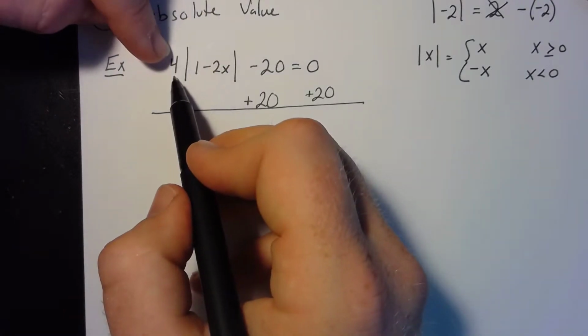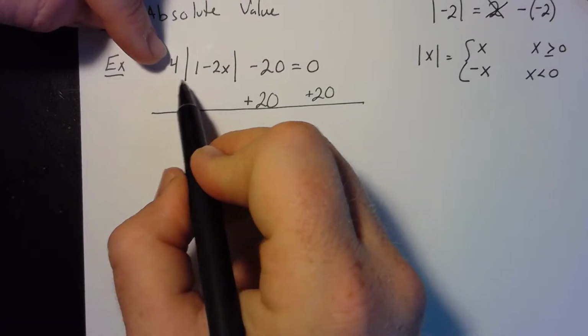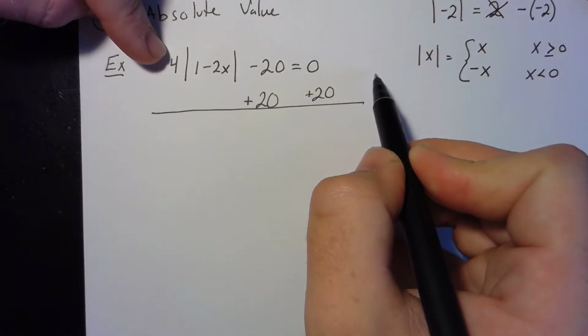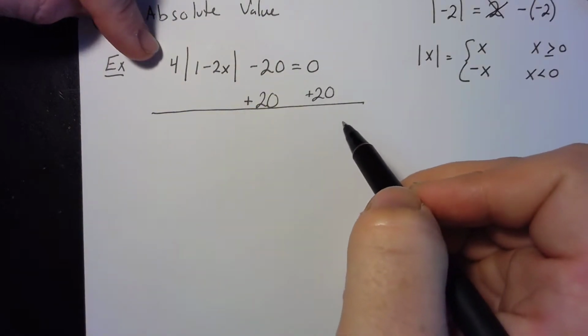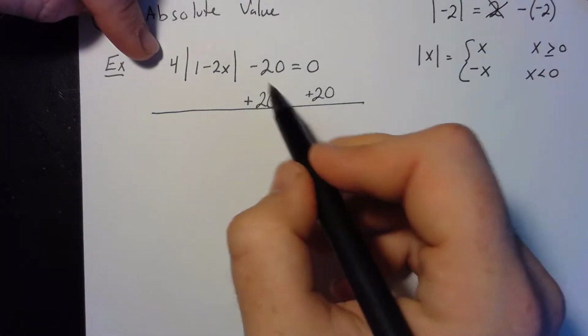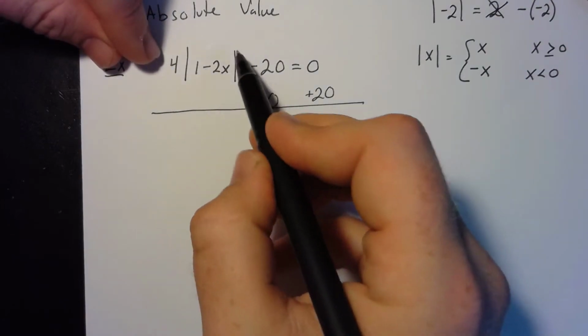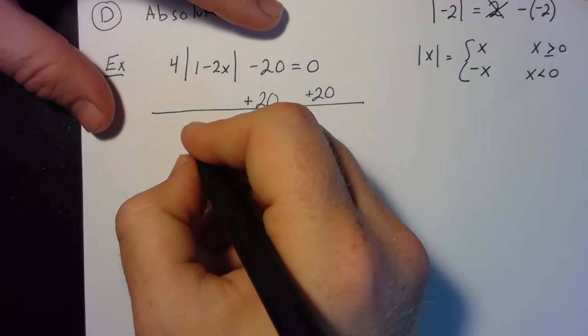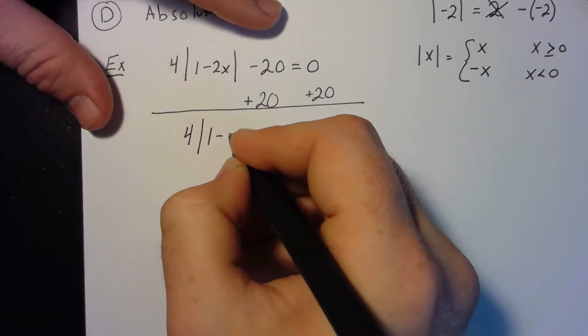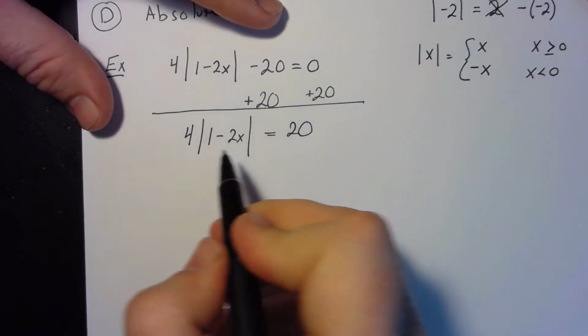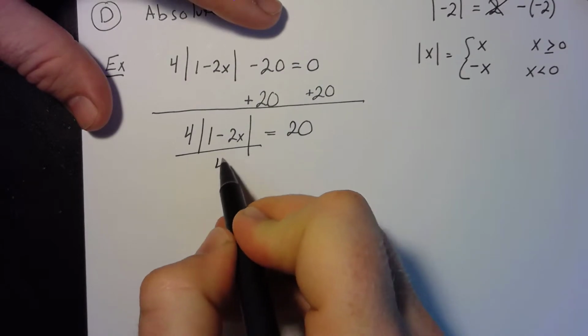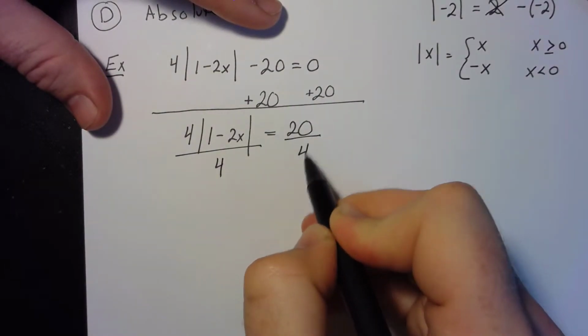Now, could I divide by 4 first? Absolutely, but that means I'm going to have to divide everything in this equation, this term and the 0, by 4. And it's a lot easier for us to actually work with the addition and subtraction first. Get the term that has the absolute value by itself. That gives me 4 times the absolute value of 1 minus 2x equals 20. Then I'm going to simply divide both sides by 4, this entire term by 4 and this entire term by 4.